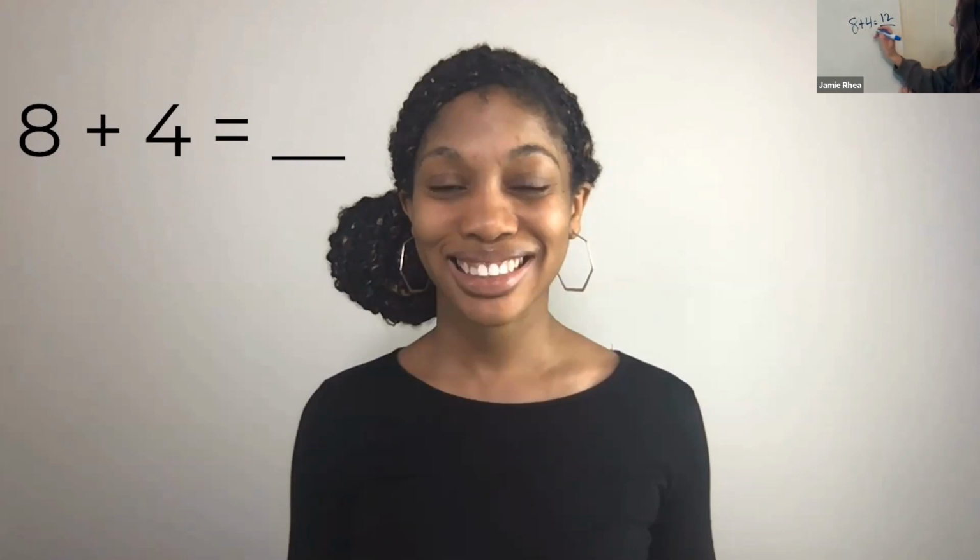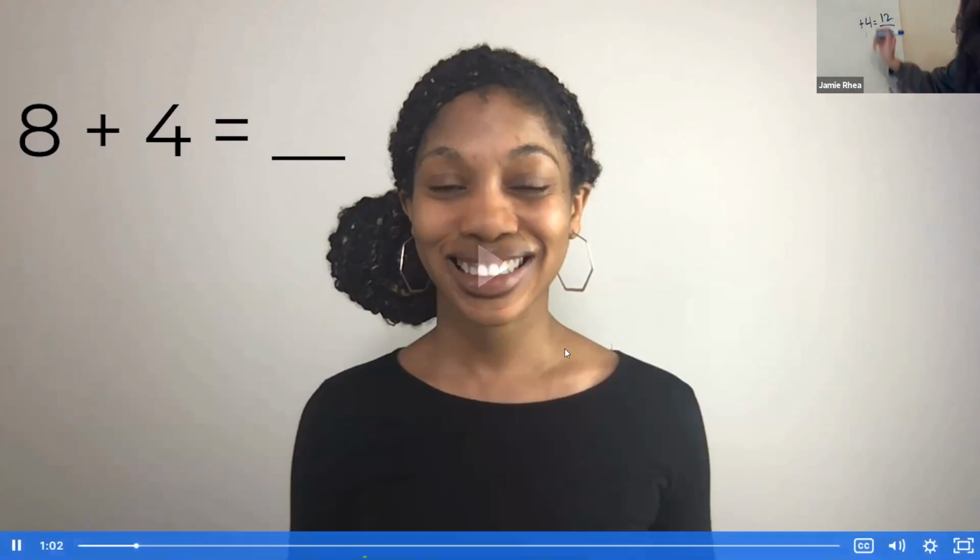You could even say, how many more do I need to make 10? 2 more. How many more do I need to make 4 if I have 2? 2 more. Can I say 8 plus 2 equals 10? Plus the 2 equals 12. So there's lots of different ways you can do this. All right. I'm going to erase that. Let's just erase that and rewrite it. All right, I'm gonna hit play.